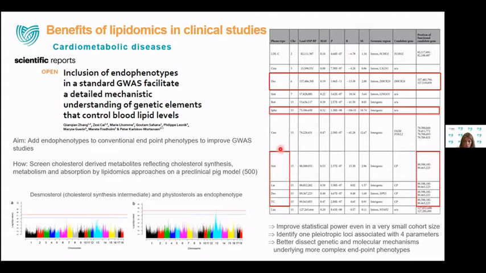Associated with all four parameters. So in conclusion of that study, we could improve the statistical power of GWAS studies, even with a really limited amount of individuals. And using endophenotypes, we can also dissect genetic and molecular mechanisms underlying more complex endpoint phenotypes.